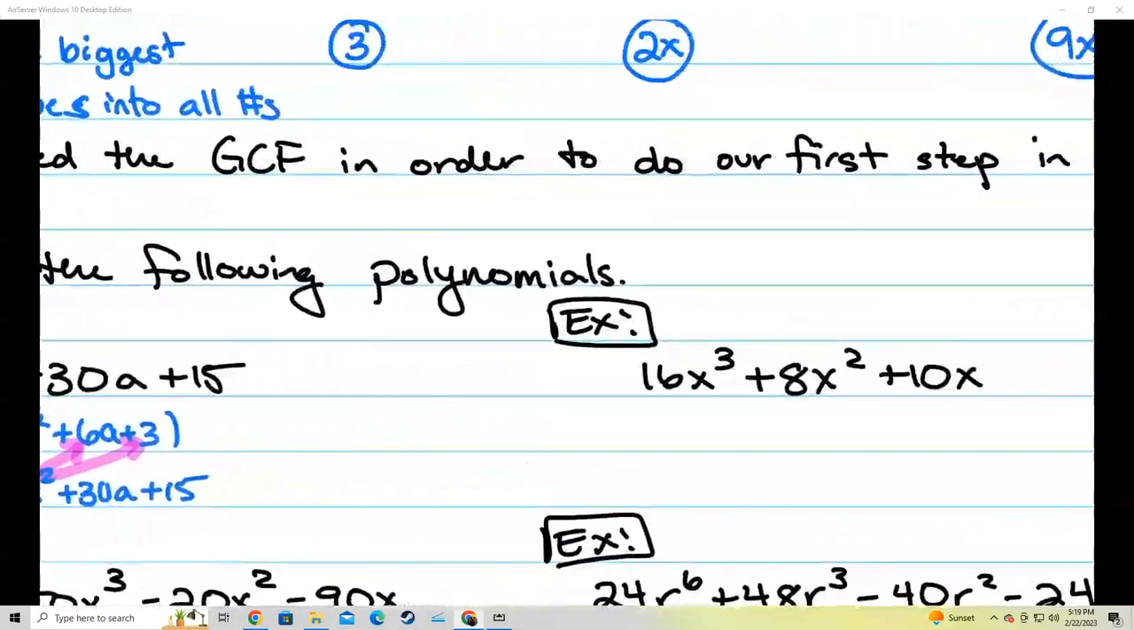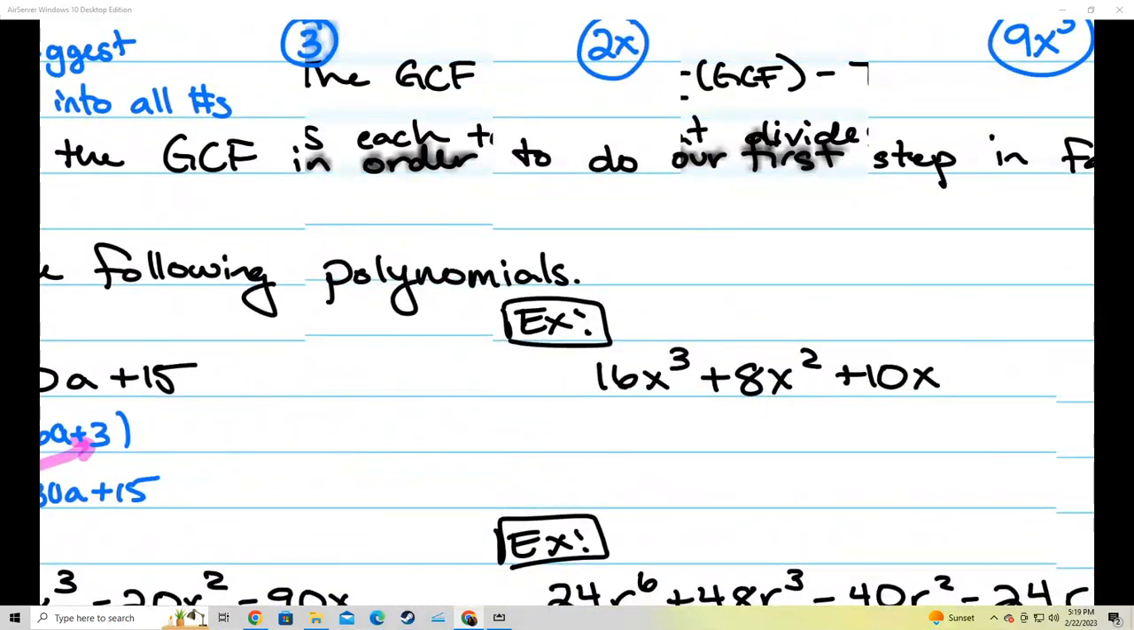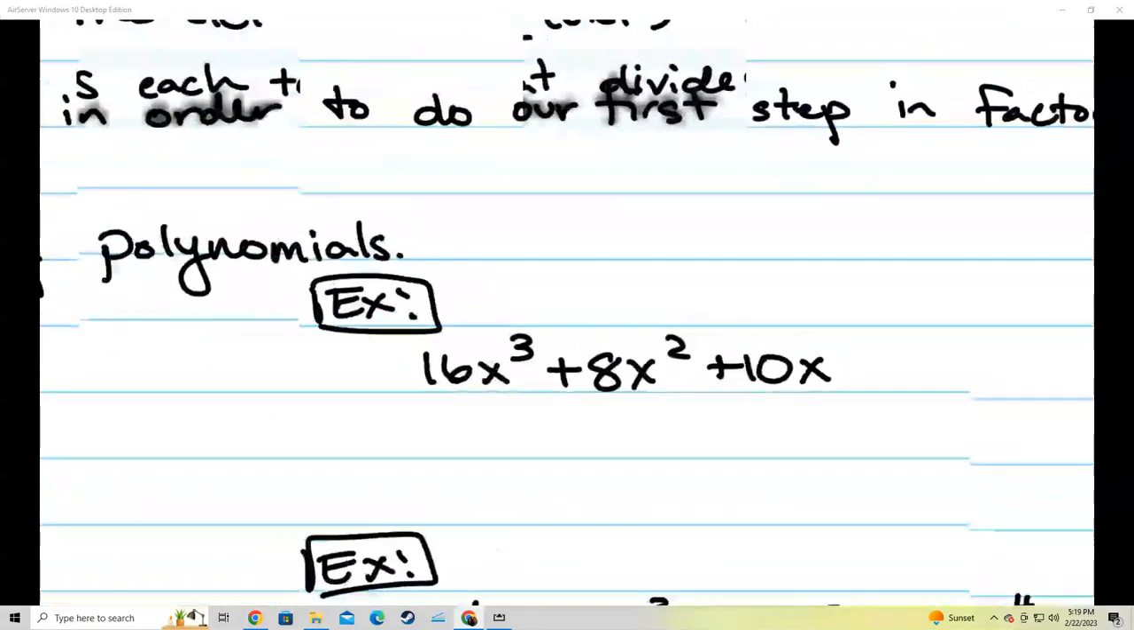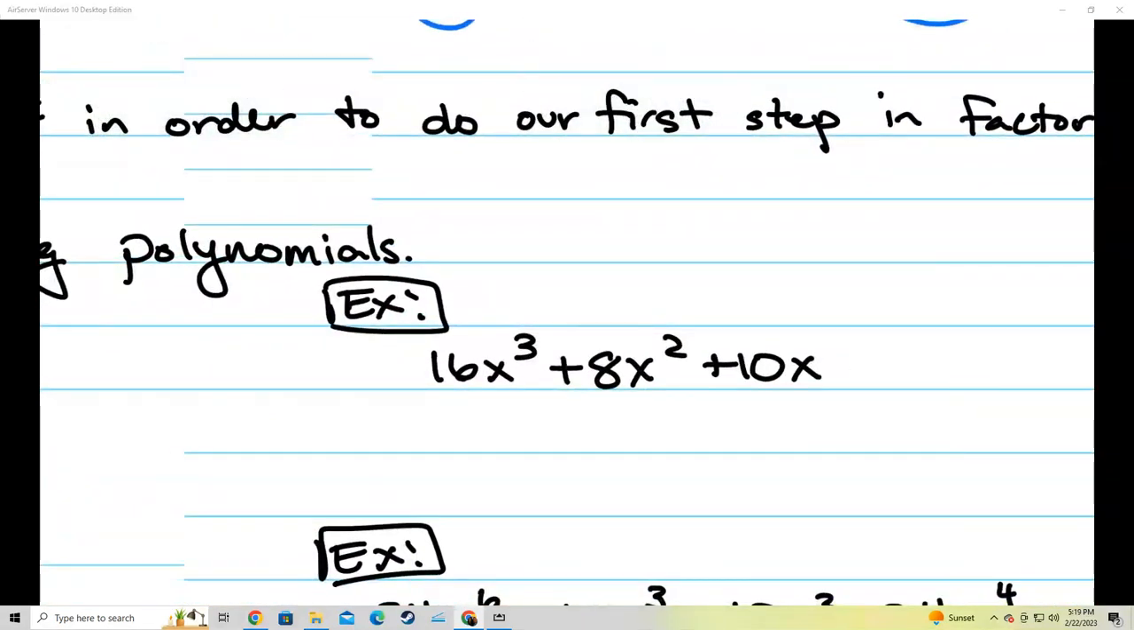Let's take a look at the next one. I got 16x cubed plus 8x squared plus 10x, and I want to factor out the GCF. So first, let's figure out what the GCF is.